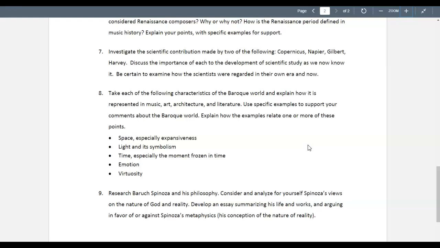So you want to read some more about Spinoza and his philosophical views and points, where you get a chance to discuss especially his views on God and reality, and you get to argue where you agree with his point about metaphysics, which means how the world is. Metaphysics is a particular type of philosophy where they're trying to look at fundamentals. Metaphysics is an attempt to explain the world from a fundamental level, where things start.